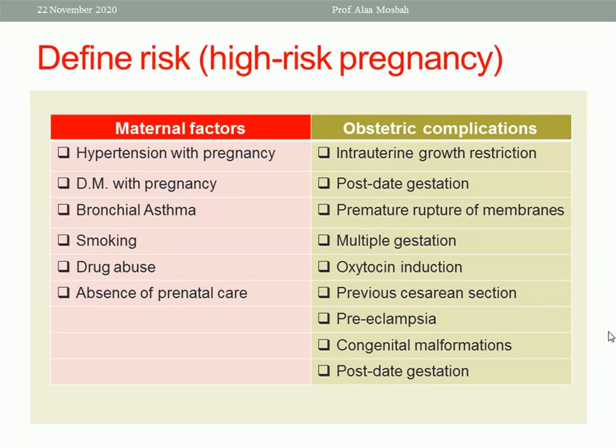We have maternal factors and obstetric complications. Maternal factors like diabetes with pregnancy, bronchial asthma with pregnancy, hypertension with pregnancy, smoking, drug abuse, and absence of prenatal care. Obstetric complications include premature rupture of membrane, preeclampsia, post-date pregnancy, intrauterine growth restriction, previous cesarean section, congenital fetal malformation, oxytocin induction, post-date gestation, and multiple gestation.